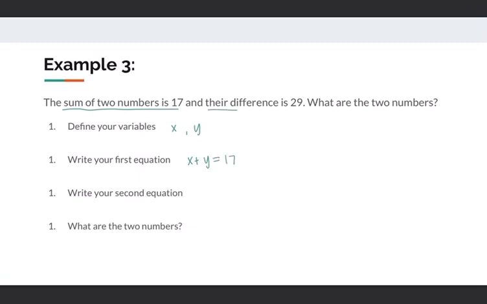And then the second part is that their difference is 29. Difference means subtraction. So x minus y equals 29. Okay, so now we need to find what those two numbers are. So we are going to solve one equation for y. I'm going to solve the second one. I'm just going to add y to the other side and subtract 29. Now I'm going to plug that into the first equation.